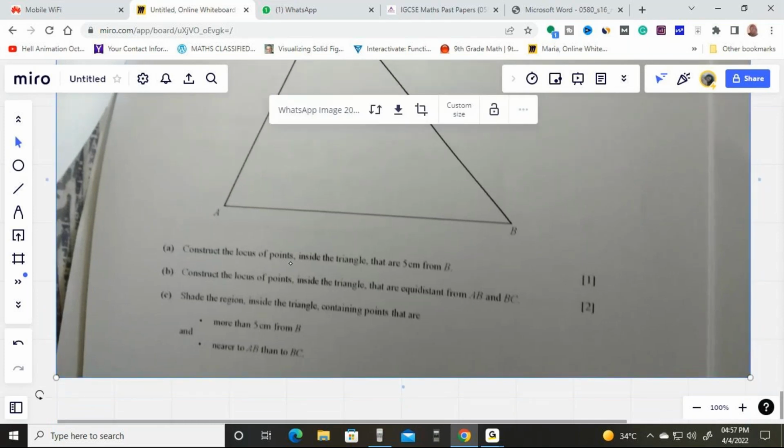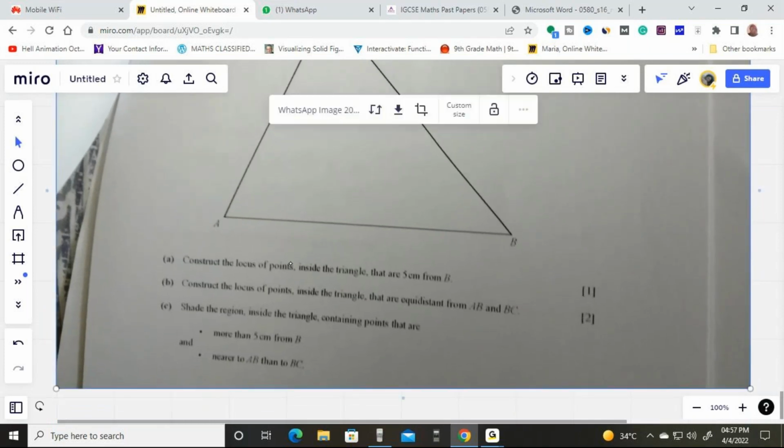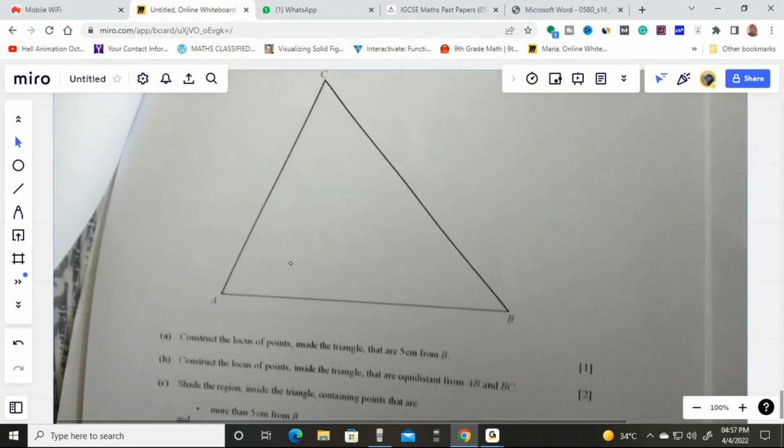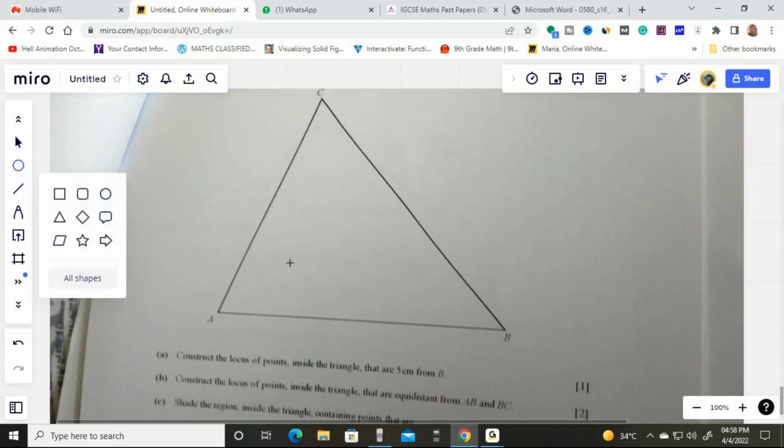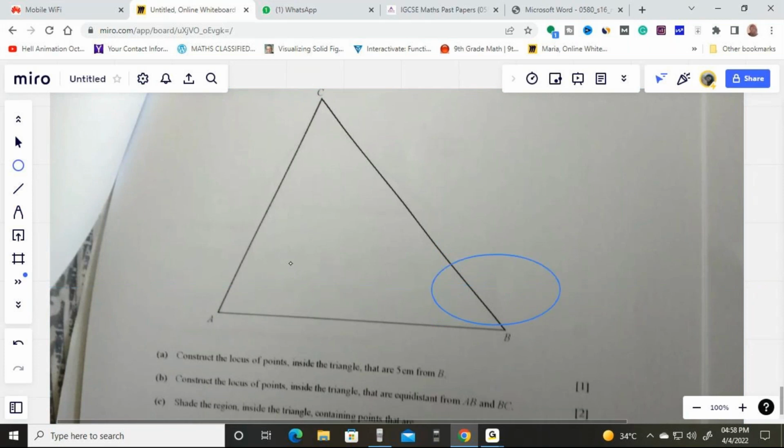What they're asking us to do, they have given us a triangle, and they're asking us to construct the locus of points inside the triangle that are 5 centimeter away from B. This is your B point. You can draw a circle now because this time they have given you just 1 point. So draw a circle having radius 5 centimeter and center B, just draw a circle here at B of radius 5 centimeter.